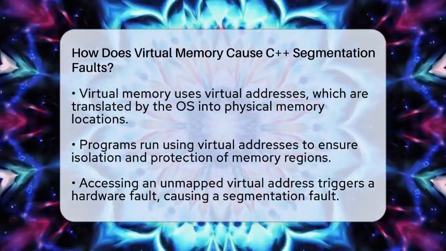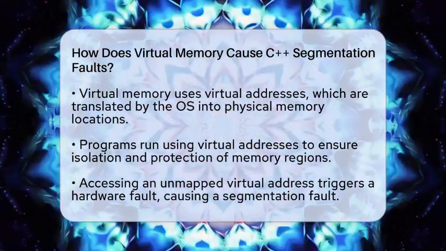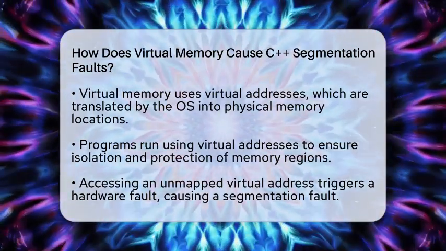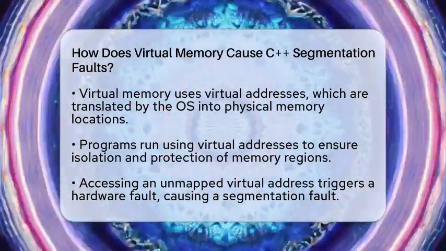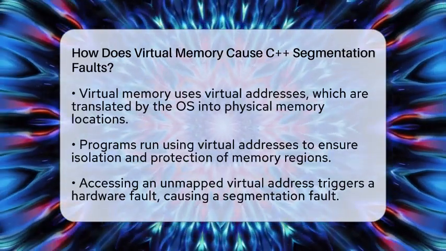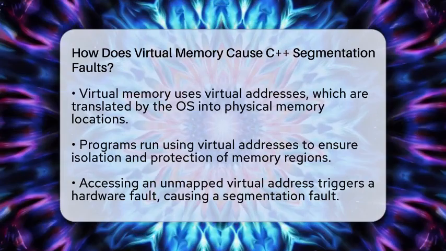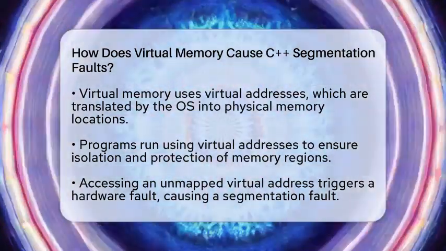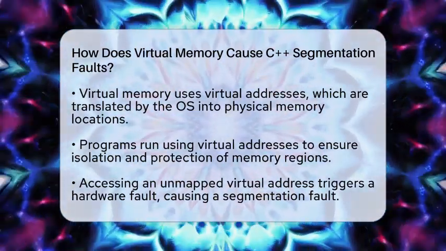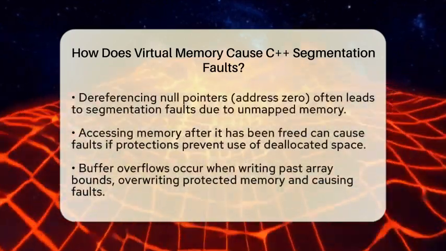When a C++ program runs, it doesn't directly access physical memory. Instead, it uses virtual addresses. These are like labels on boxes that the operating system translates into actual locations in physical memory. This system keeps programs isolated so they don't interfere with each other. It also protects certain areas from accidental or malicious access.